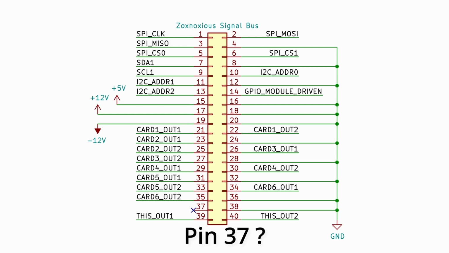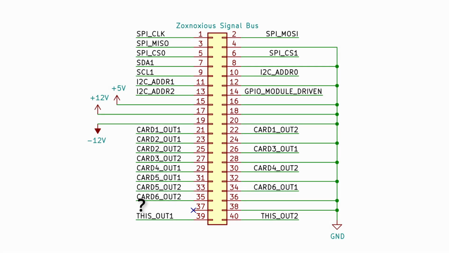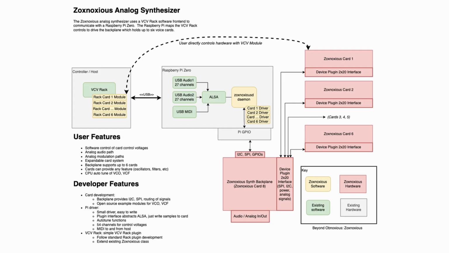And that lonely pin 37, what to do with it? This is reserved for a future iteration of the backplane. It's likely going to be for taking an external analog signal which can be processed by the Zoxnoxious synthesizer. This would allow one to integrate other sources into the synth for processing. Hook it up to your rack or another audio source. Then use the voice cards to do what you will with that source. I'm looking forward to making that happen with a future iteration of the backplane.